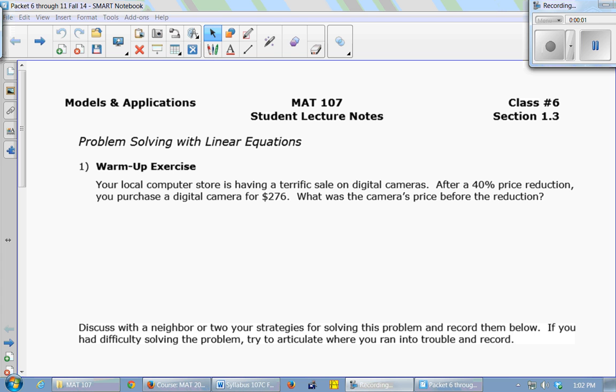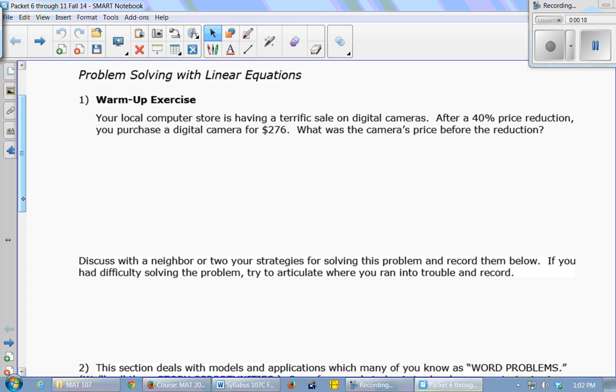To be talking about models and applications. We talked about models on, I believe, the second day of class. And now that we know a little bit more math, we can expand what a model is. Okay? The different kinds of models we can use.